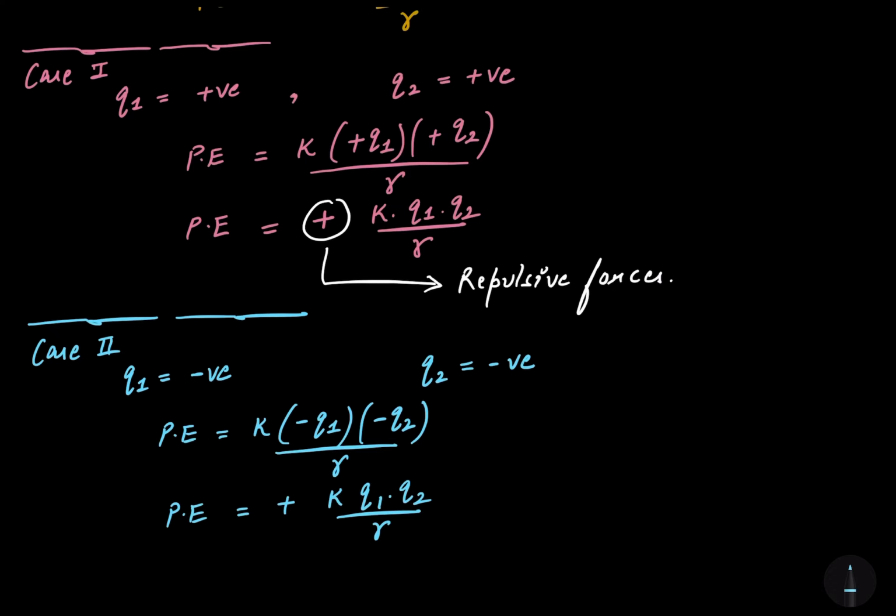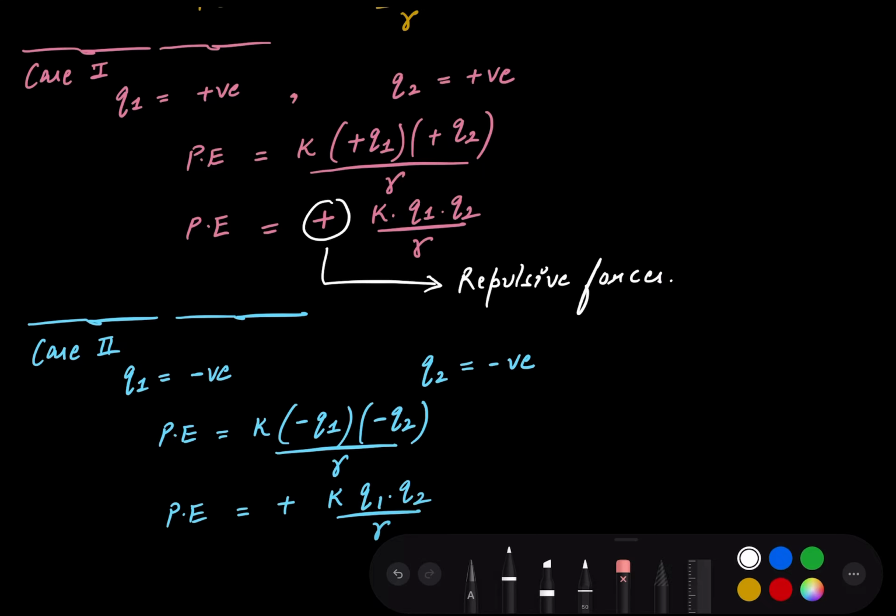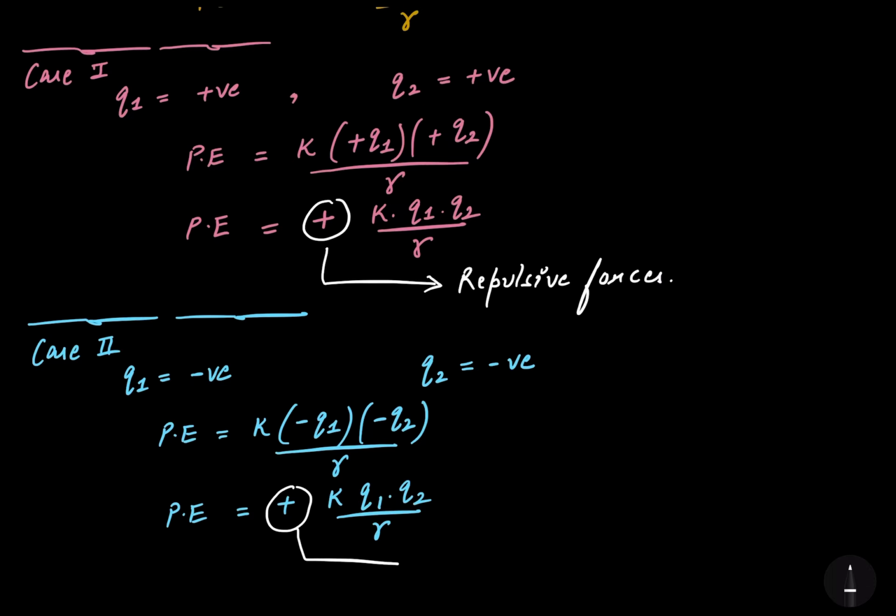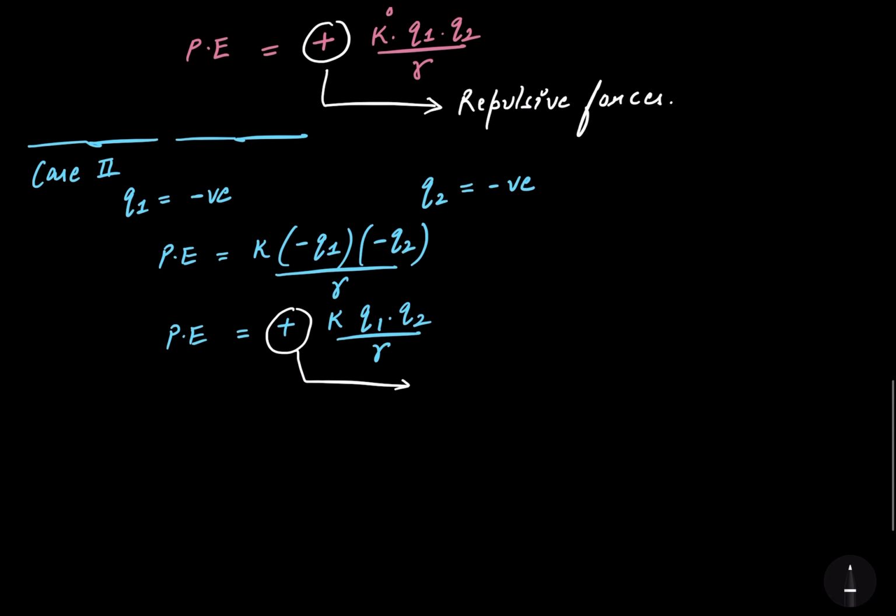So in the second case also, I have taken Q1 to be negatively charged, Q2 also negatively charged. Now potential energy comes out to be negative into negative, positive. You got the positive potential energy. That means it will again signify repulsive forces. So hopefully my dear students, you got the first two cases of repulsive forces.